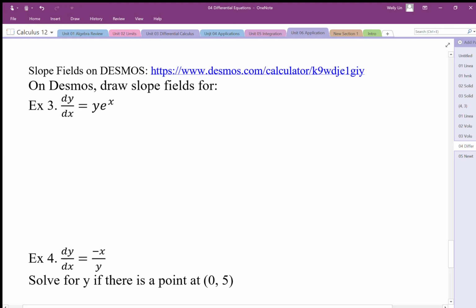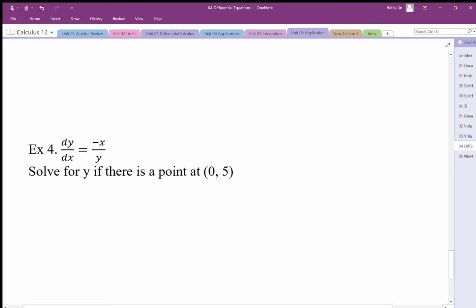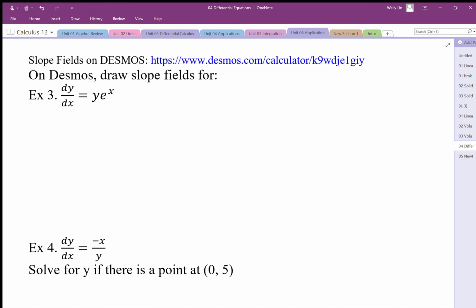So we don't really want to be drawing slope fields ourselves by hand. We actually have many slope field generators. One of them is on Desmos. You can use that one to generate a slope field, and I want you to draw slope fields for these ones.